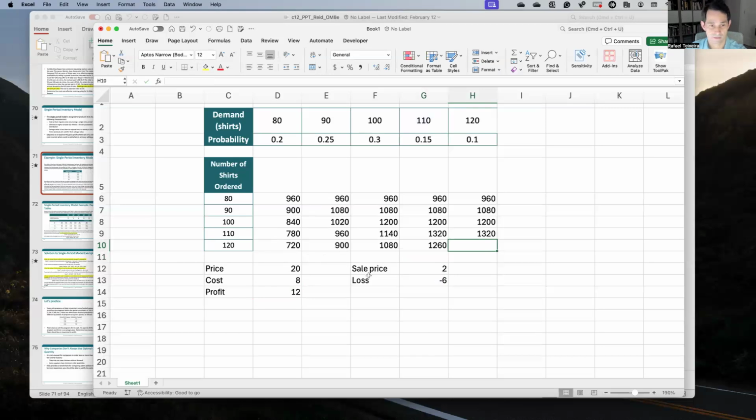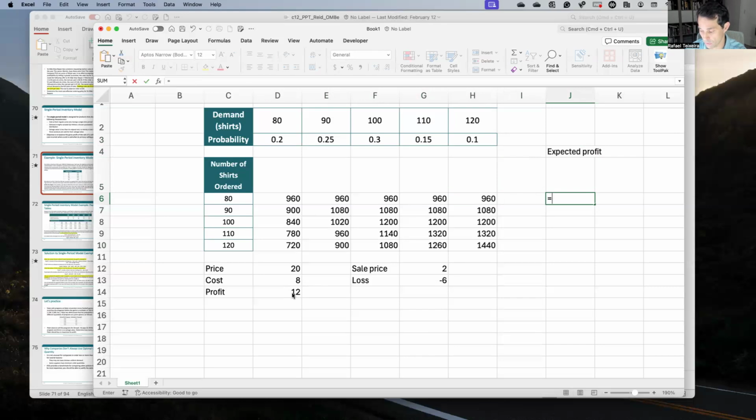Finally, he orders the same amount as the demand, so he sells everything for 12. Okay, beautiful, right? Now what we have to do is come up with the sum product of these profits times the probabilities. So let's do these expectations. In fact, this is called the expected profit, given the probability. So what we're going to do is use the sum product function.